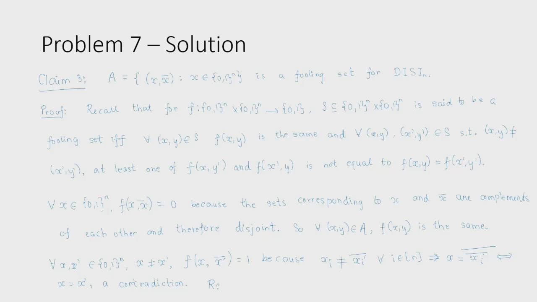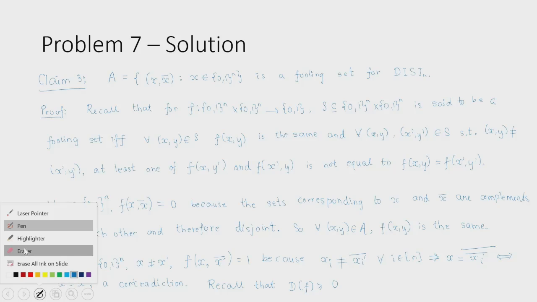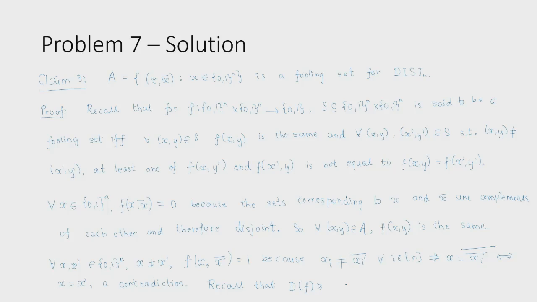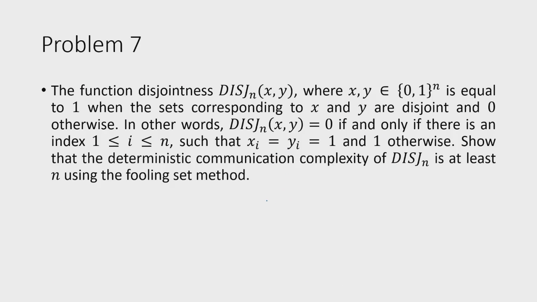Now recall that D of f is greater than or equal to order log size of A. So in this case, the deterministic communication complexity of DISJ_n is greater than or equal to order log size of A, and the size of A is 2 to the n, because every x in {0,1}^n has its x bar in A. So this is order log of 2 to the n, which is order n. And that is exactly what we wanted to show, right?